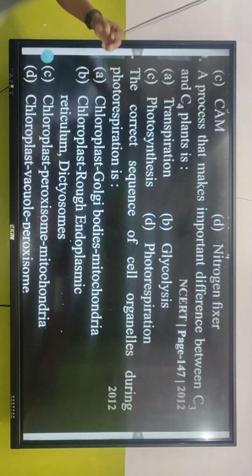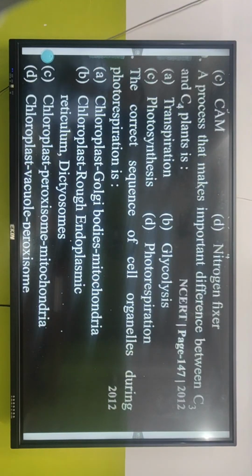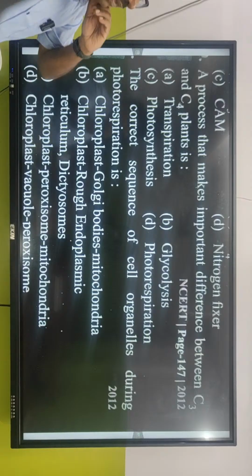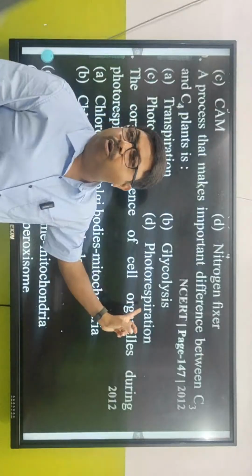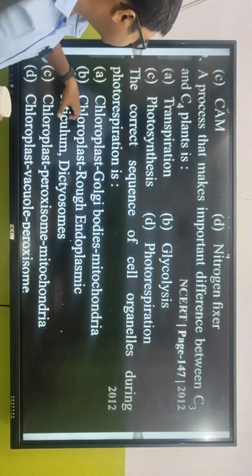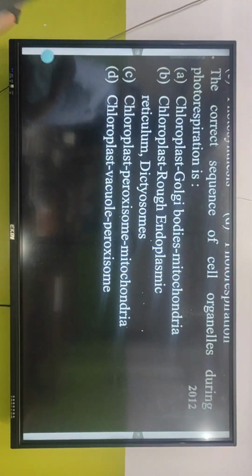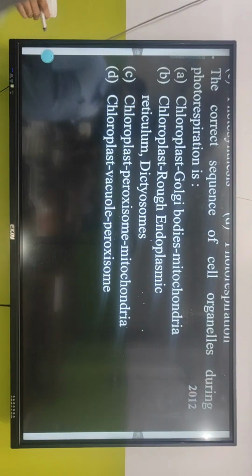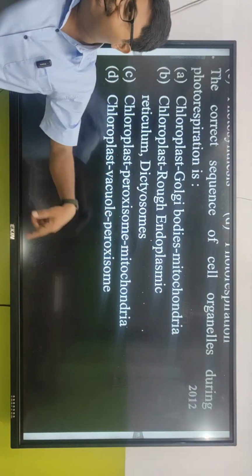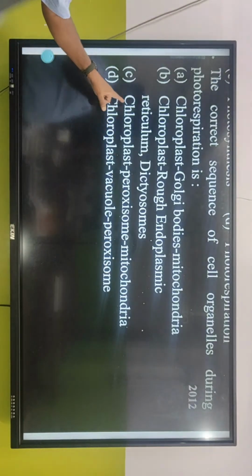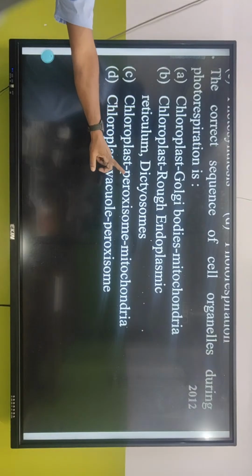A process that makes an important difference between C3 and C4 plants is photorespiration. In C3, there is photorespiration. In C4, there is no photorespiration. The correct sequence of cells or cell organelles during photorespiration is option C: chloroplast, peroxisomes, mitochondria. Just now we have talked about this. This is the answer.